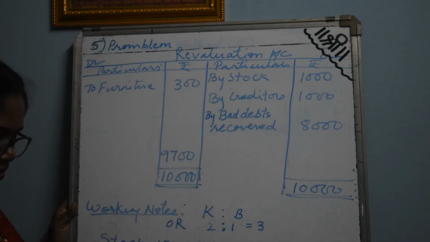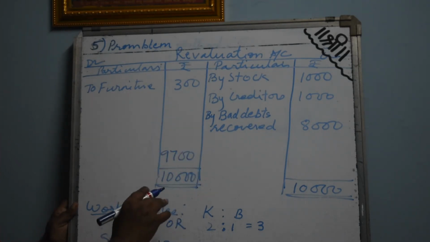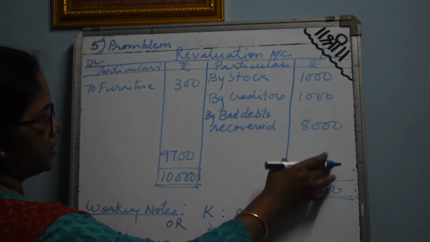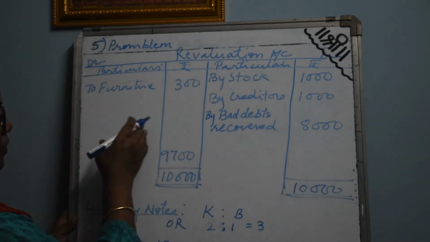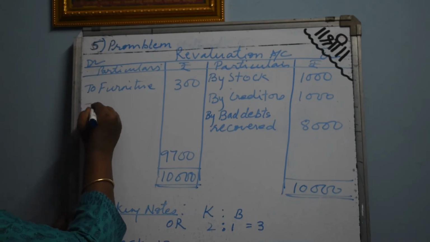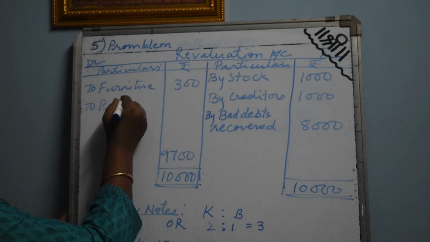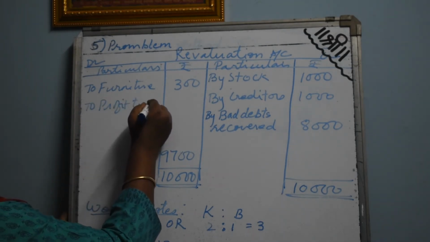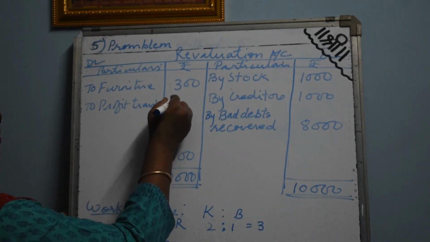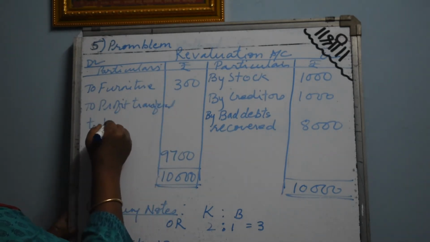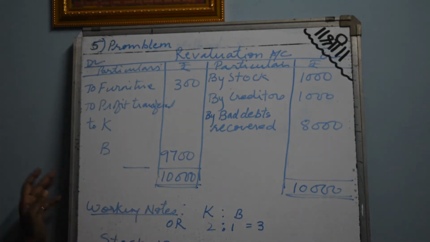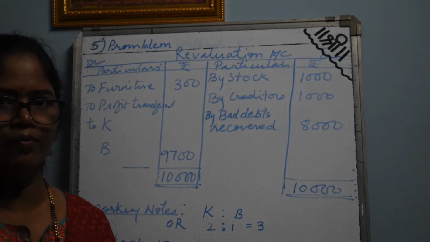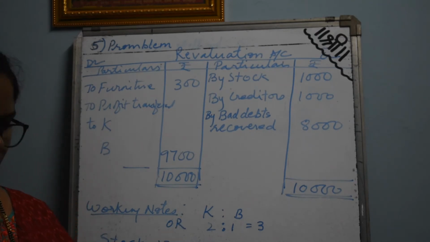9,700. Correct? Now what you have to do? So whenever your credit side, your profit side, is more, it is a profit for you. So you have to write it on this side as profit transferred to K and B, the old partners. You have to distribute this amount among K and B, old partners, in their old ratio.